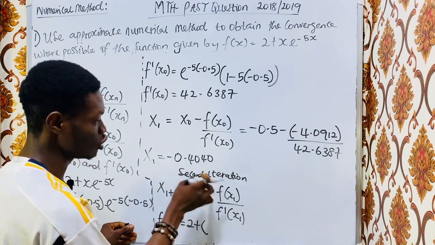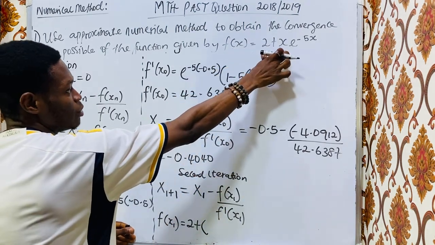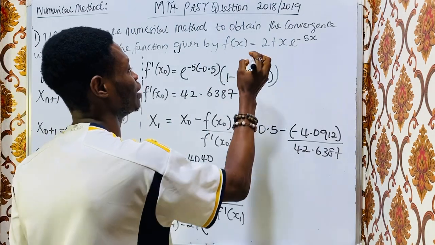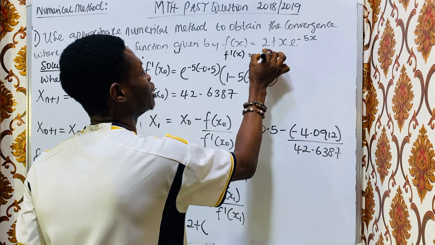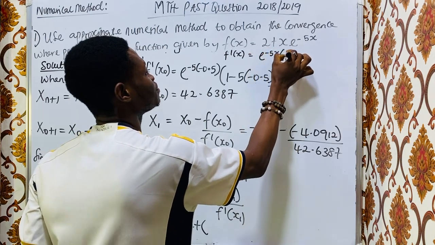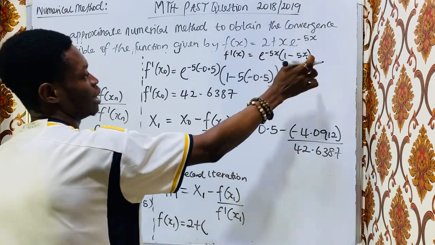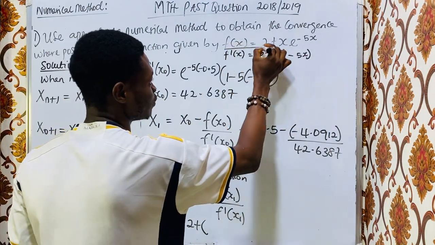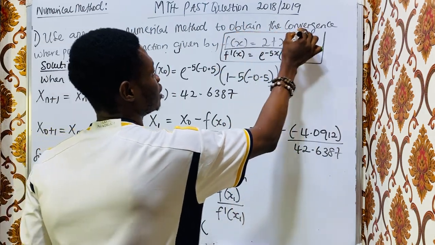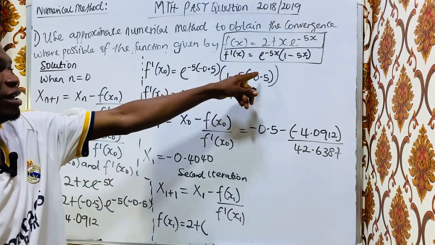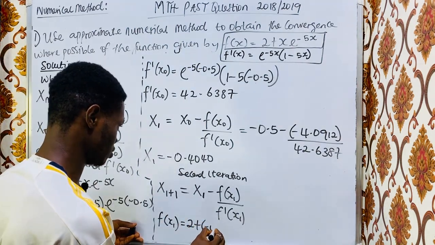Just looking at this formula, anytime you see f of x, let your mind go here. Anytime you see f prime of x, let me write this small, let your mind go here: exponential negative 5x times 1 minus 5x. So these two formulas are essential. F of x and f prime of x, anytime you see them, let your mind go there.